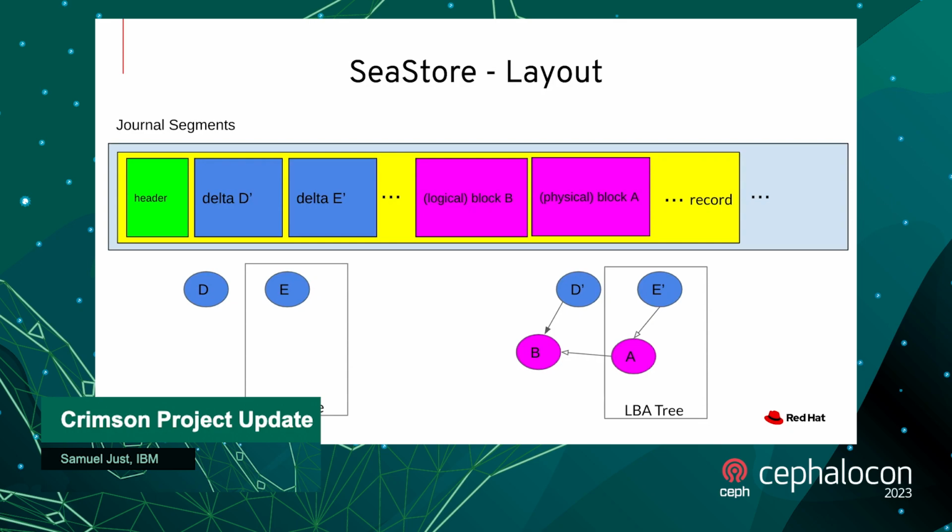Then we have the actual extents we're rewriting, so logical and physical extents. If our initial state is this extent D with extent E referencing it from the LBA tree, and we want to add node B to this tree under node D, we write out B. We also write out A, assuming that it requires a split or something that requires a new extent in the LBA tree. And then we write out deltas to their parents that indicate that they're now pointing at these new children.